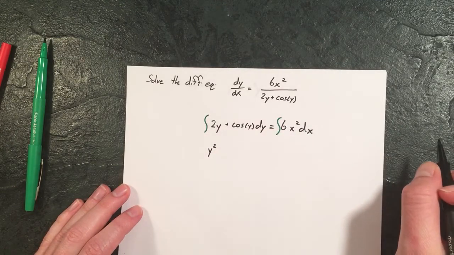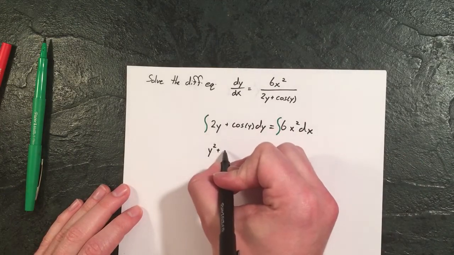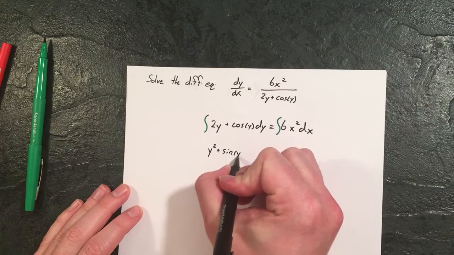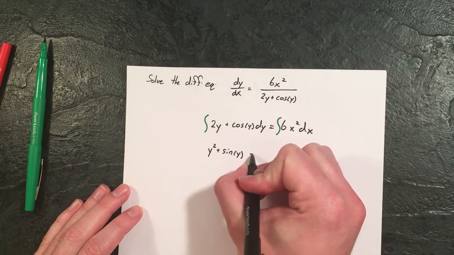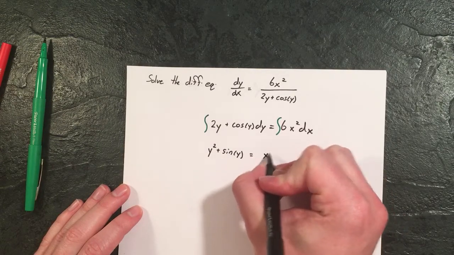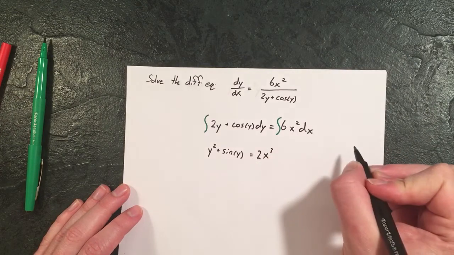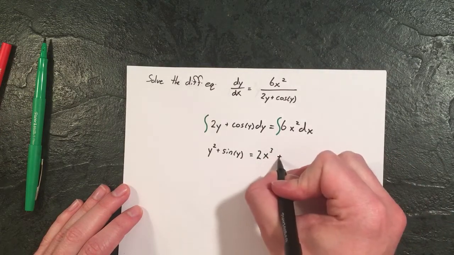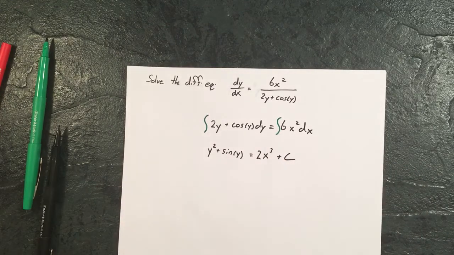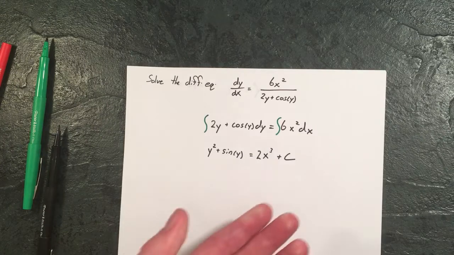So we end up with a y squared here. We end up with sine of y here equals, this is going to be x to the third. The 2 is in front. And the move generally, if we're integrating both sides, is to just put the constant on one of the sides. You don't need to go through that big game that we did in the last question of constant 1, constant 2. We can just say, oh, the constant's over here.